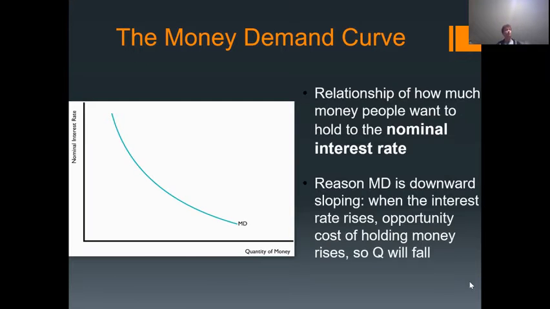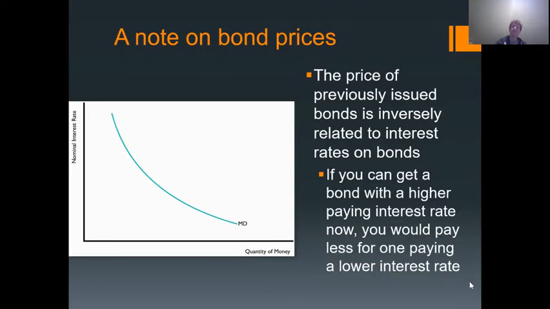So this leads us to our money demand curve. If we have our nominal interest rate or short-term interest rate on the y-axis and the quantity of money on the x-axis, you are going to be less likely to hold on to money as the interest rate is higher. You're going to be more likely to hold on to money as the interest rate is lower. So that is why we have a downward sloping demand curve when it comes to money demand. So this is really just a way of illustrating that opportunity cost that we talked about on our last slide.